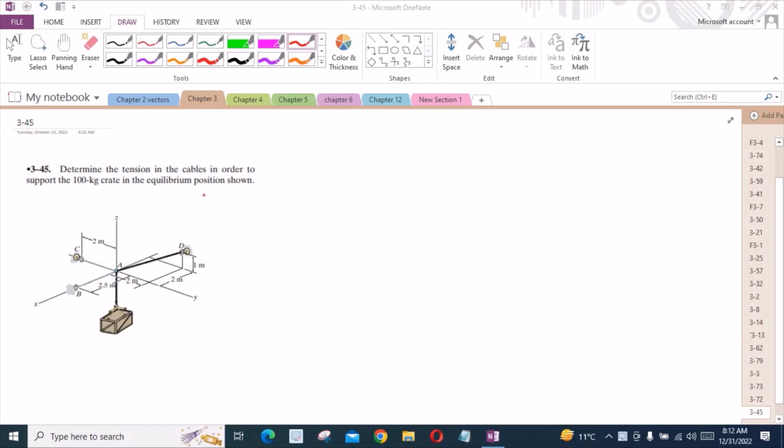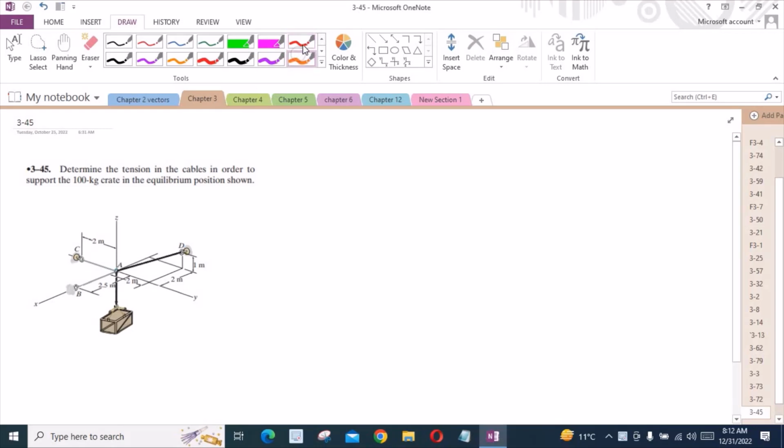In this video, we will solve problem 3-45 from R.C. Hibbeler Engineering Statics, 12th edition. According to this problem, we have to determine the tension in the cables in order to support the 100 kg grate in the equilibrium position as shown. To solve this problem, first of all, we have to find the coordinates of each point.